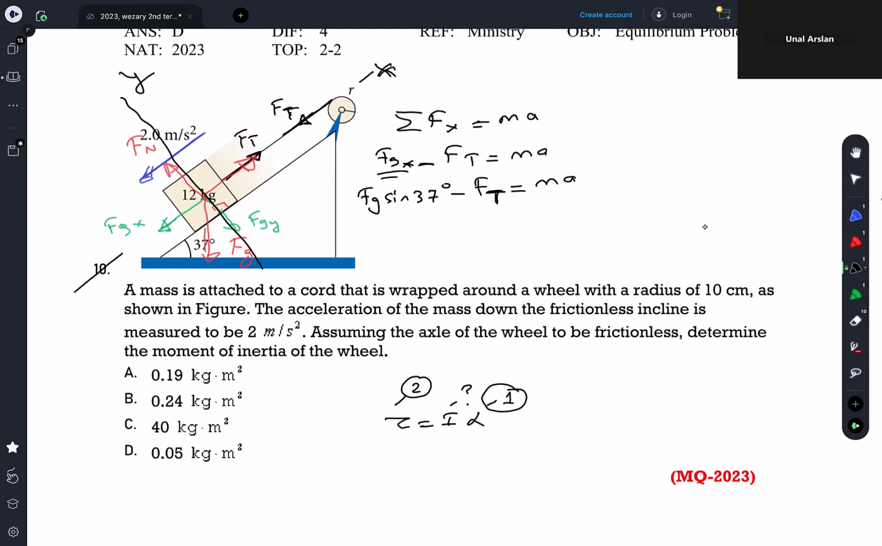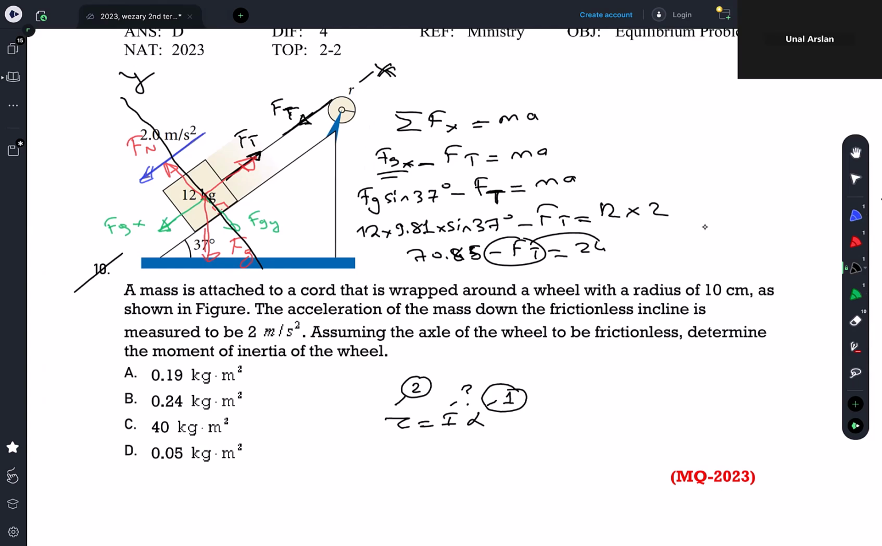m is given as the mass, 12 gram. g is 9.81, times sine of 37, minus Ft is equal to m times a. m is given as 12, and acceleration is given as 2. So now let's use the calculator. 12 times 9.81 times sine of 37 is going to be 70.45, minus Ft is equal to 2 times 12, which is 24.